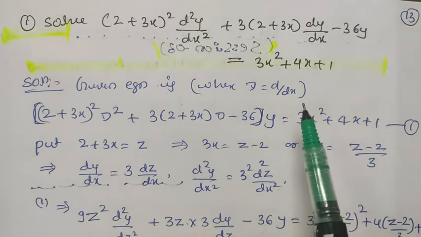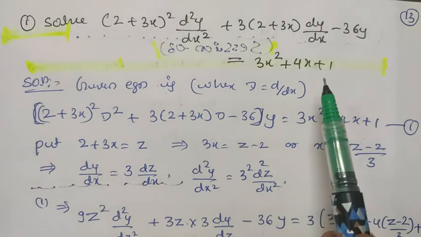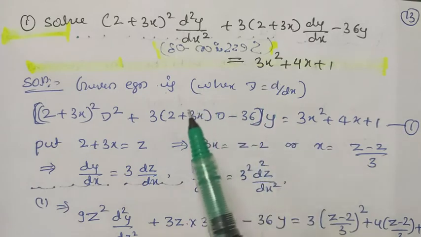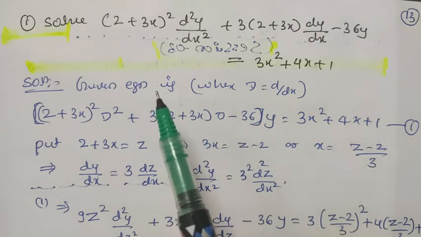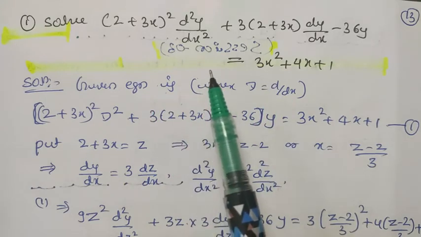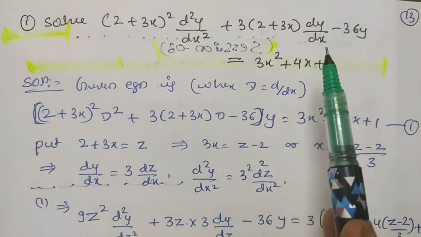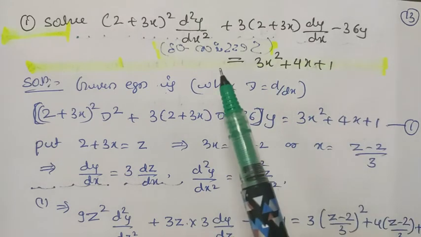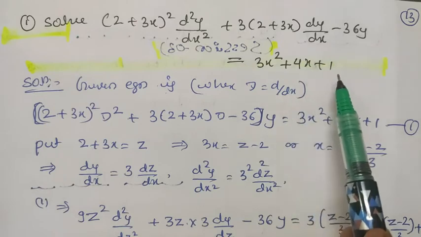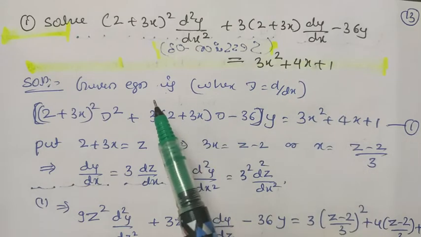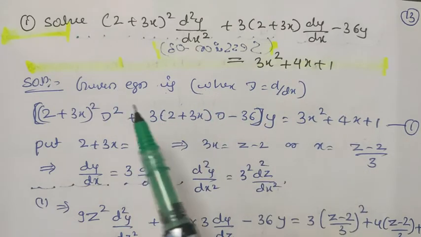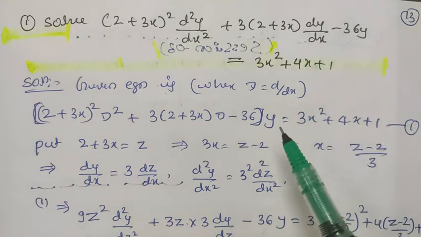Our concept will be clear if we solve one example. Okay, let us take one example. Solve (2 + 3x)² d²y/dx² + 3(2 + 3x) dy/dx − 36y = 3x² + 4x + 1. Now the given equation is this; otherwise we can take the same equation.